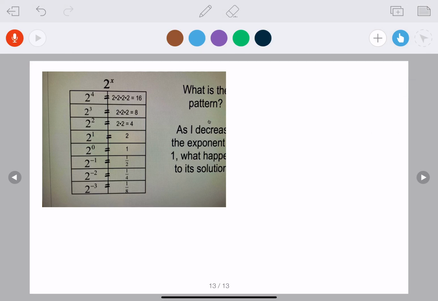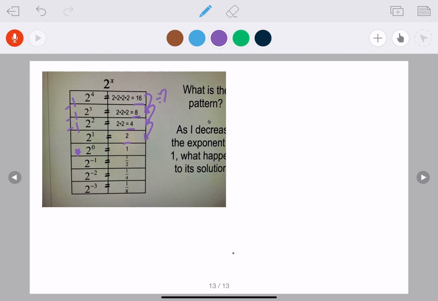Simplifying exponents gives us a really nice pattern here that I hope you found. You should have been able to get 16, 8, 4, and 2, probably with no problems. And I'm guessing right about here you said, okay, I'm not sure. So let's see. We can see that as we subtract 1 from the exponents, what's the pattern?